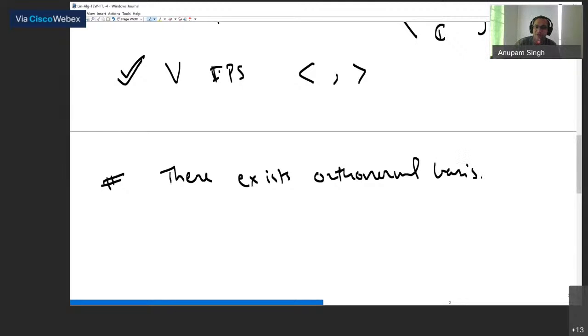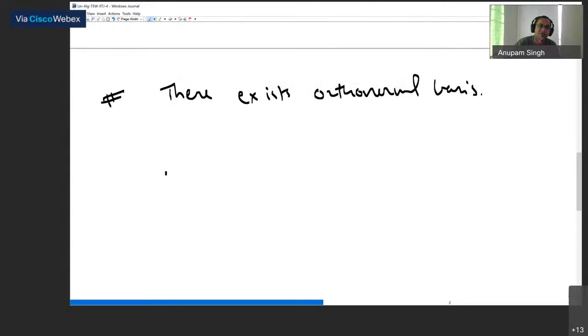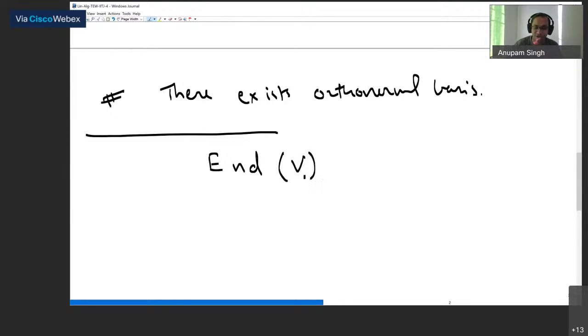So, let's move towards our topic. We are interested in understanding a certain kind of operators. So if I look at the set of all linear maps, okay, now I have started calling them operators.